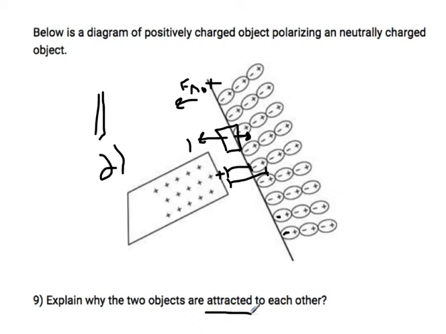So if you can say those three things: one, talk about how the distances are different. Two, talk about how that affects force. Three, talk about the net force. You can then sum that all together to say, well, they're going to be attracted to each other.